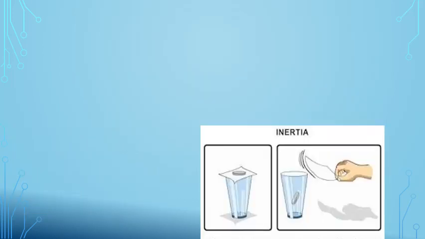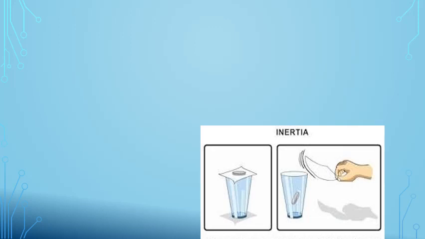Let me see the activity related to inertia of rest. See in the given picture, take one glass tumbler, place a small cardboard on it, and keep a 1 rupee coin on the center of the cardboard. If you flick the cardboard quickly, the coin will fall into the tumbler.